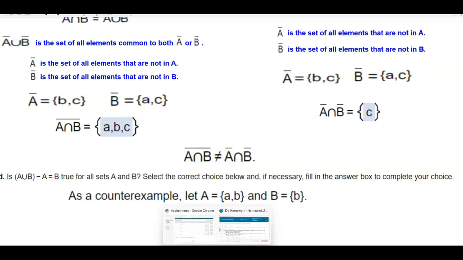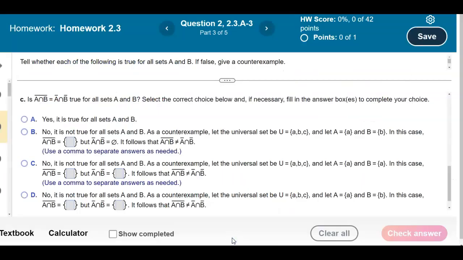So now let's go ahead and answer our questions. Over here, we're going to do the following. If we look at C, it'll say that no, it is not true for all sets A and B. As a counterexample, let the universal set be A, B, C. We're going to let the set A be the element A, and set B be the element B. That's the only difference between C and D, is that B is equal to the element B.